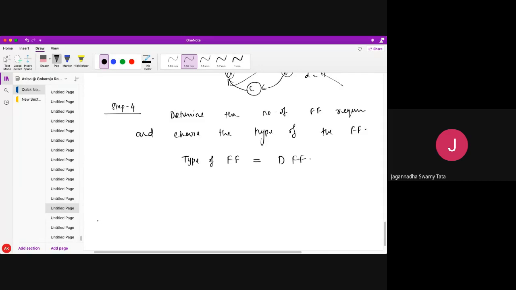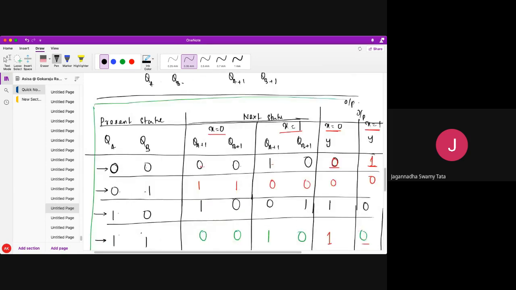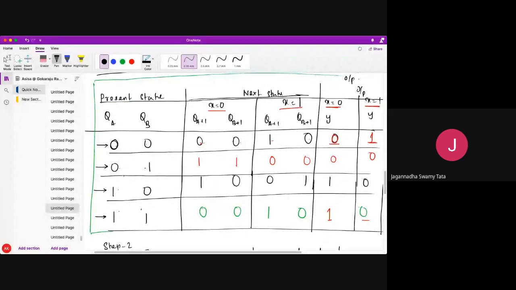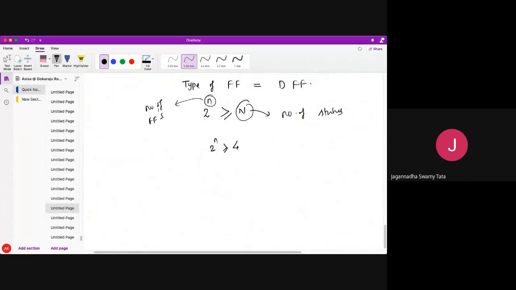Now how many flip-flops are required? You can find that using the formula 2 to the power n greater than or equal to N, where N is the number of states and small n is the number of flip-flops. With the help of this formula you can find how many flip-flops are required. Here, 2 to the power n is greater than or equal to the number of states: 00, 01, 10, 11. So there are 4 states. 2 to the power n is greater than or equal to 4. So how much will be n? n equal to 2. Am I correct, students?